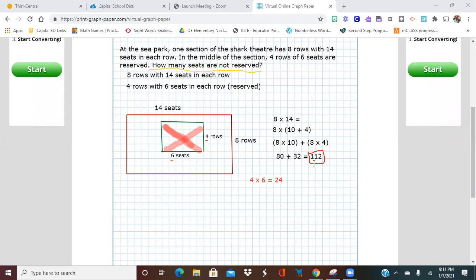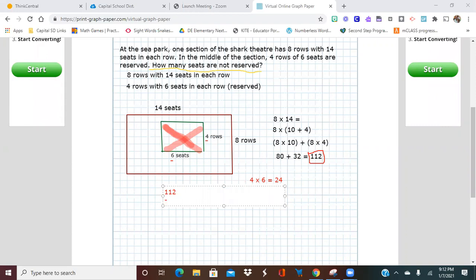Now that I know how many total seats I have in the theater, which is 112, and I know out of those 112 seats, there are 24 seats we're not allowed to use because they are reserved, I can find out how many seats are not reserved by subtracting, okay? I'm minusing 112 minus 24. Because to find out how many are left, those words to me are signaling subtraction.